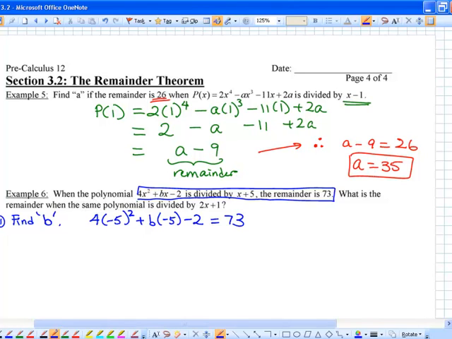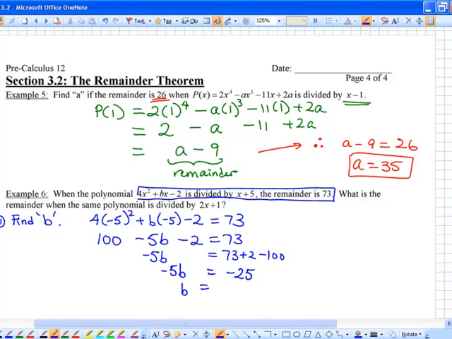5 squared, 25 times 4 is 100. Minus 5b minus 2 equals 73. Negative 5b. 73 plus 2 is 75, right? I'm going to have to subtract off the 100. So 75 minus 100 is negative 25, I think. Double check my work. I do make mistakes. B equals 5.